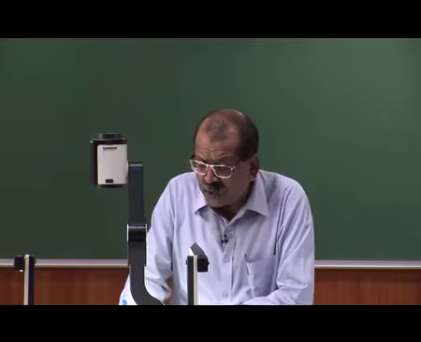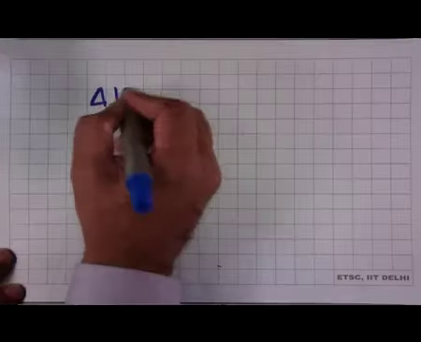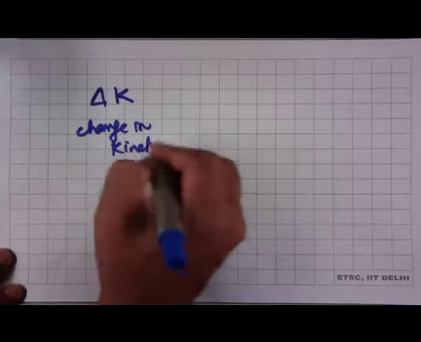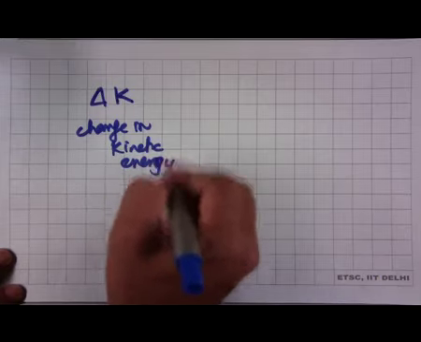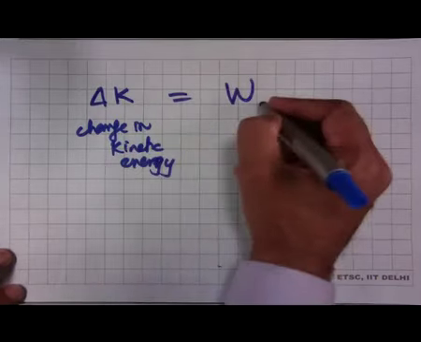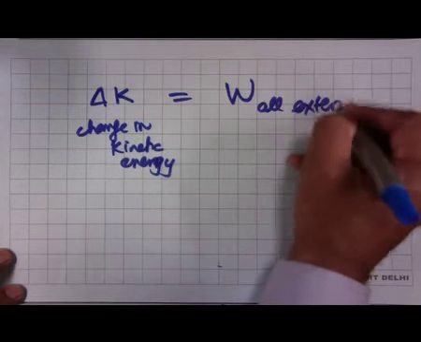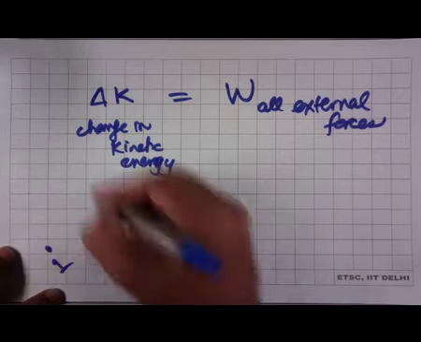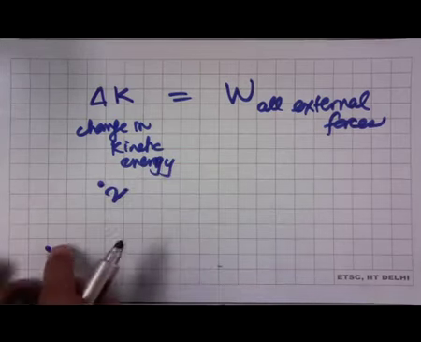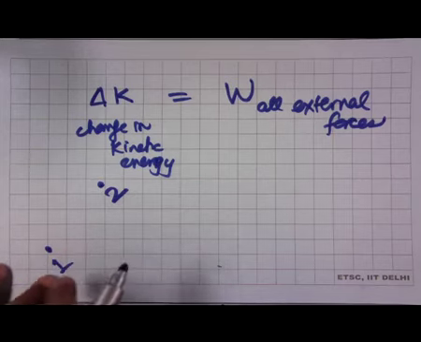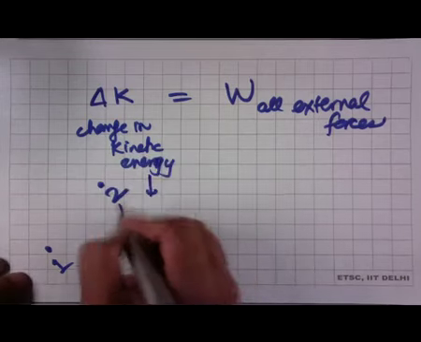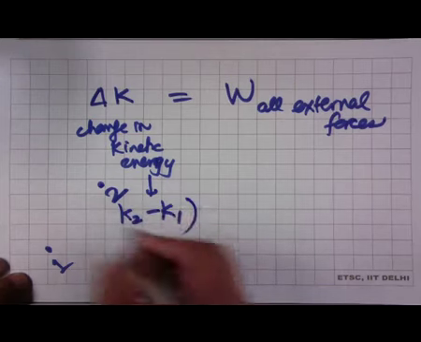Now, what is the work energy principle? The work energy principle says that the change in kinetic energy is equal to the work done by all external forces. So, the body moves from configuration 1 to configuration 2, then we calculate the work done by all external forces as the body moves from 1 to 2, and this sum of all the work done is equal to the change in kinetic energy, which means kinetic energy at state 2 minus kinetic energy at state 1.